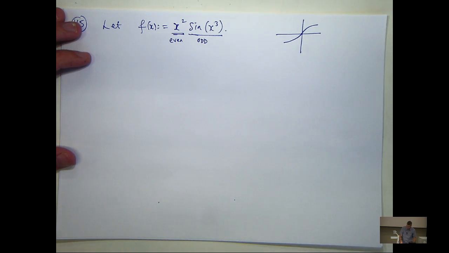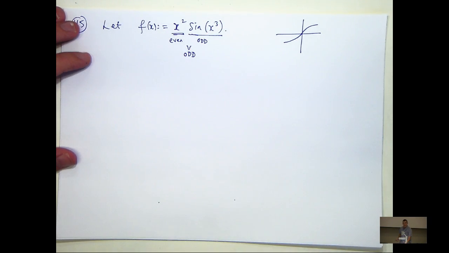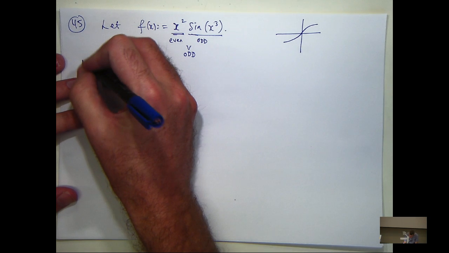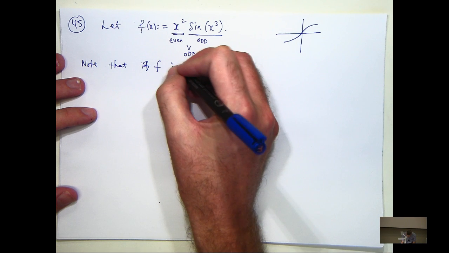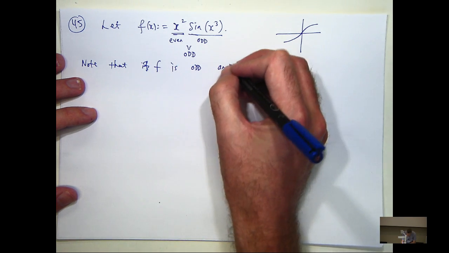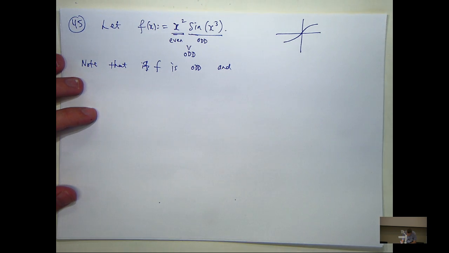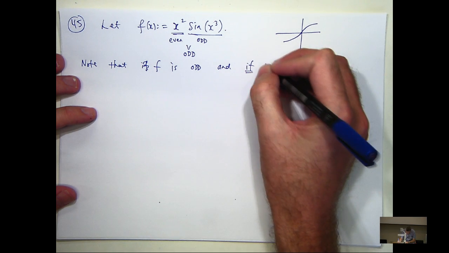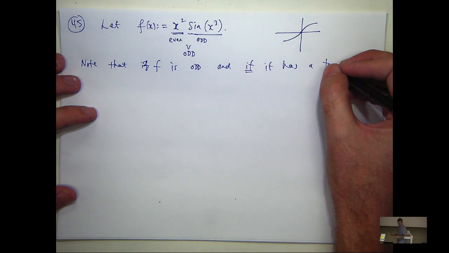Now, if this function's odd, right, and it has a turning point at 0, it's got to be a point of inflection. It's got to be a point of inflection. Okay? So is that your answer? No, well, it's my common sense answer. Okay? And if it has, I guess, a turning point.